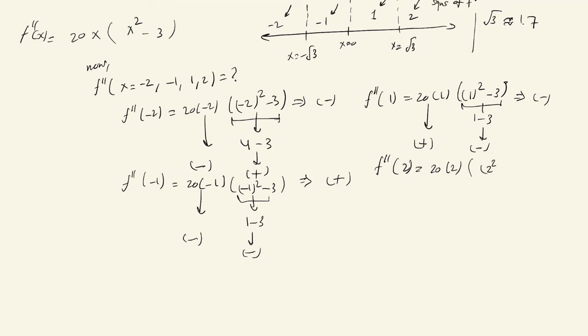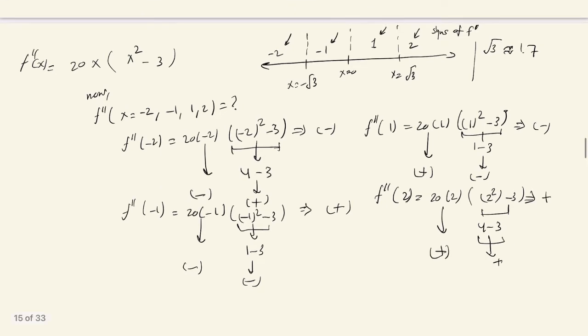So the second term is going to be 4 minus 3, which is a positive number, and the first term is positive. So positive multiplied by positive is positive.